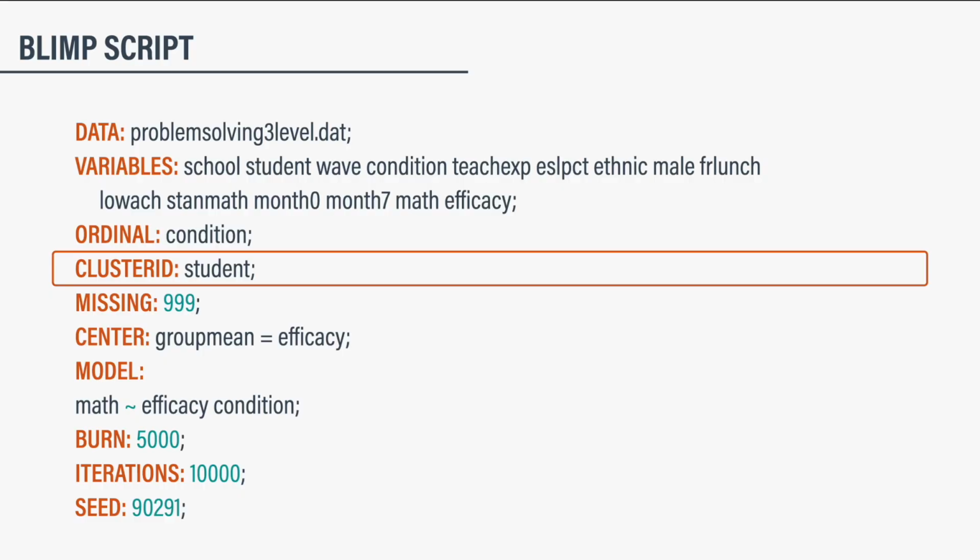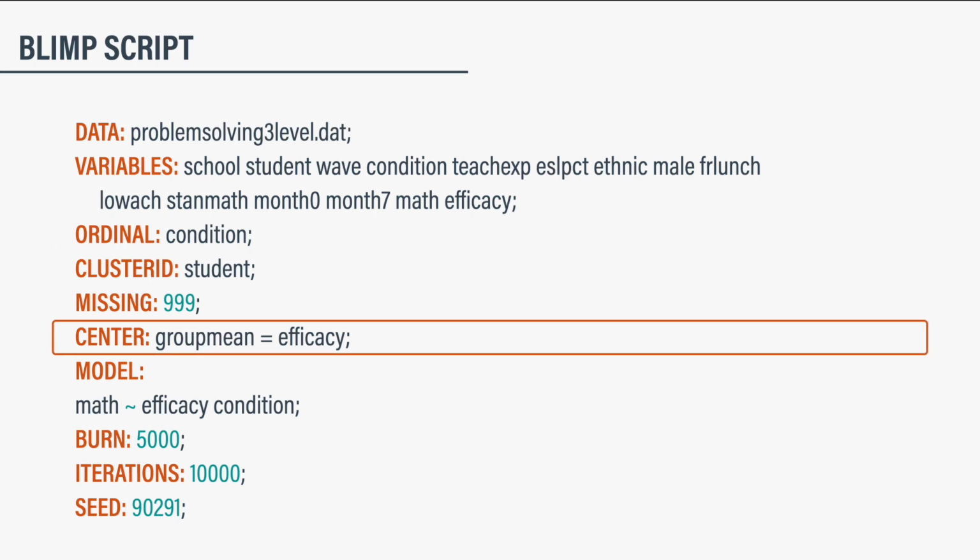I described the Blimp scripting language in a previous video, so I want to focus on the parts that are new to multi-level models. The Blimp script looks like this. To start, the cluster ID command lists the index variable that identifies level 2 units. In this example, repeated measurements are nested in student, so a variable named student identifies the level 2 units. Invoking the cluster ID command automatically induces the random intercept, so we don't need to specify that part of our model.